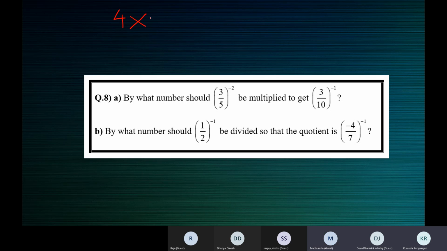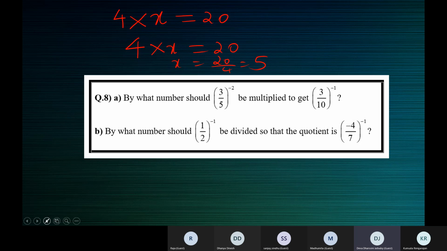Let 4 be multiplied by x so that the product is 20. By what number should 4 be multiplied so that the product is 20? Let 4 be multiplied by x to get the product 20. So x is equal to 20 by 4, which is 5. So 4 should be multiplied by 5 to get product 20. Correct? Yes, ma'am.